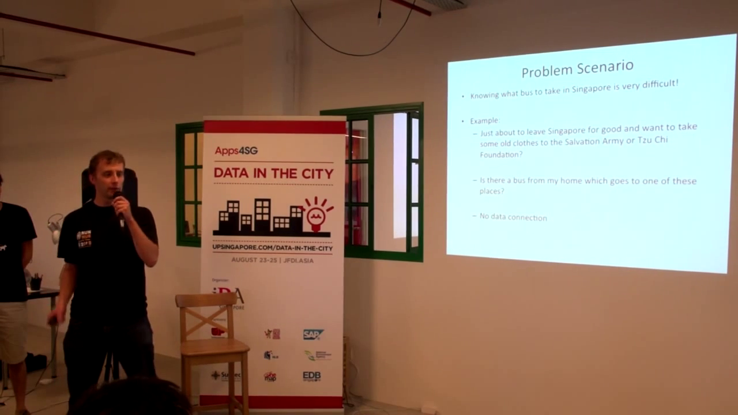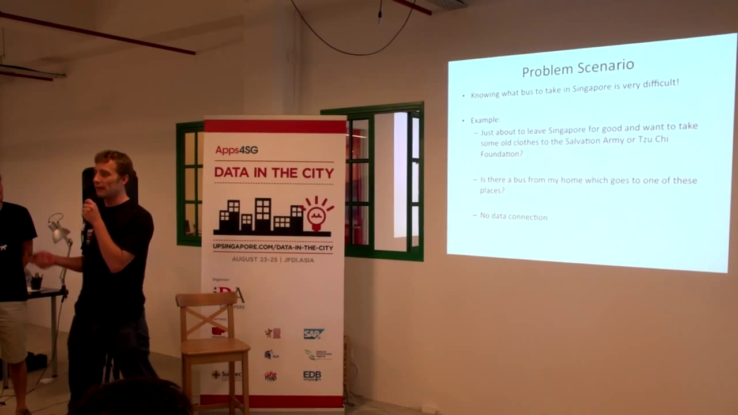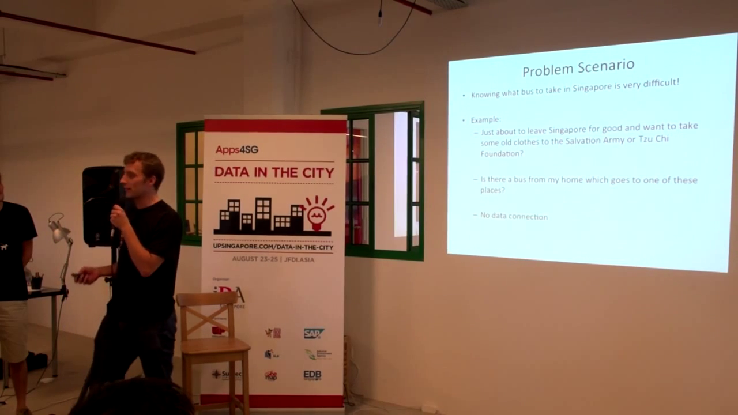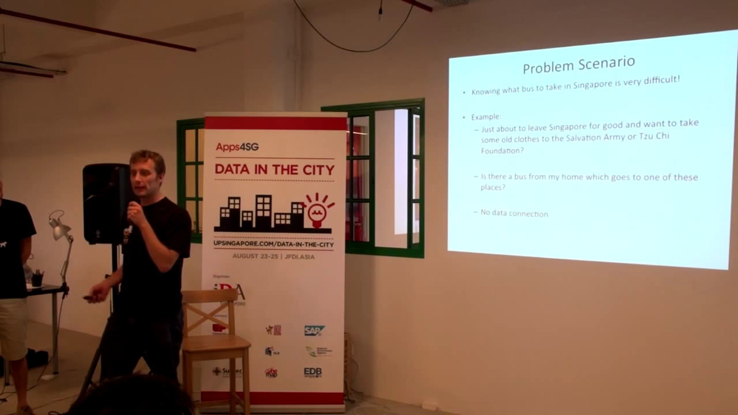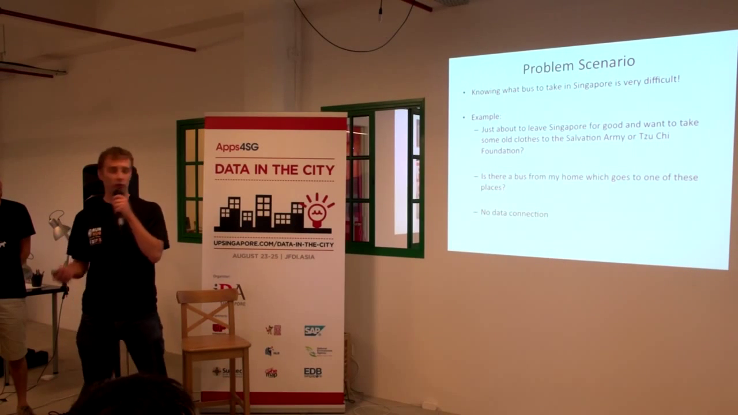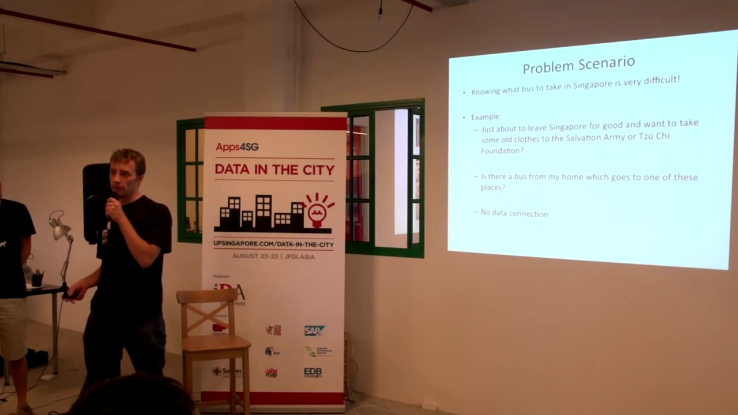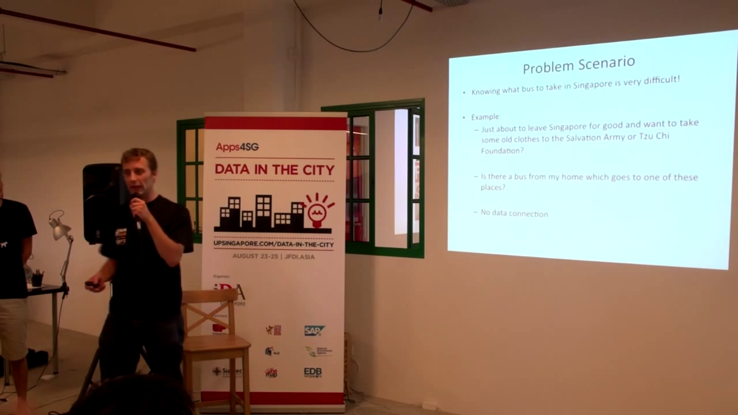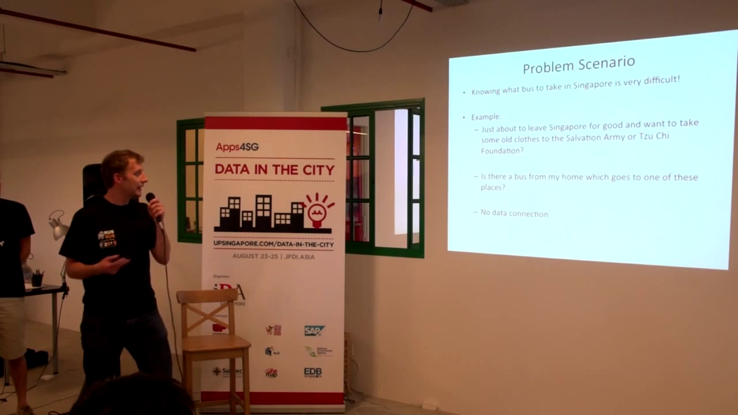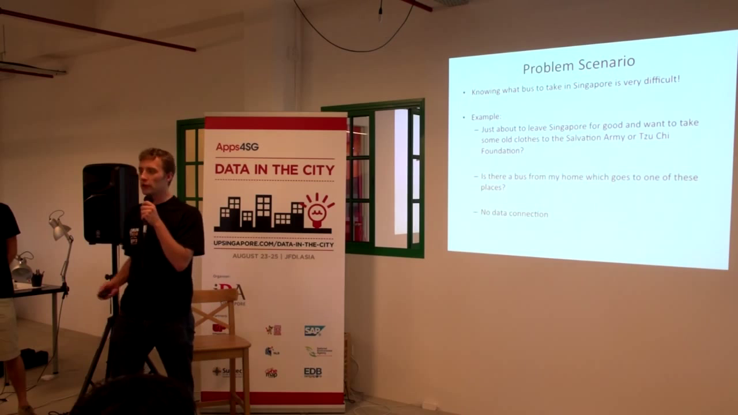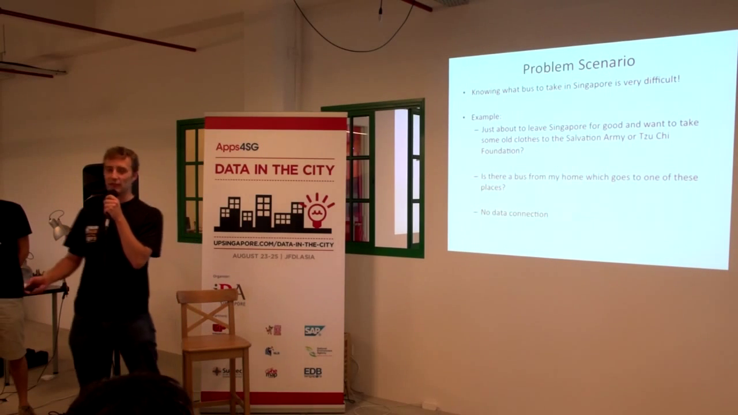Okay, so what's the problem scenario? Well, public transport in Singapore is great, but sometimes the public transport information isn't as good as it maybe could be. So as an example, say I'm just about to leave Singapore and I want to go to a recycle place, a clothes store, Salvation Army or Tzu Chi Foundation to take my old clothes or toys. I don't know how to get there. Ideally, I'd wonder, is there a bus from my home which goes to one of these places? And let's just imagine I don't have a data connection either.